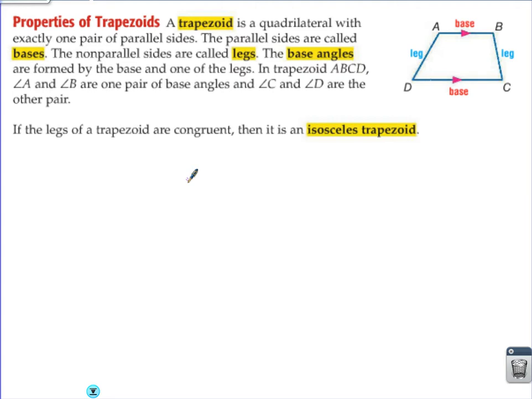A trapezoid is a quadrilateral with exactly one pair of parallel sides. The parallel sides are called the bases, and you see that there. If you don't already know that, write it down. You have bases that are parallel, and then you have two legs.